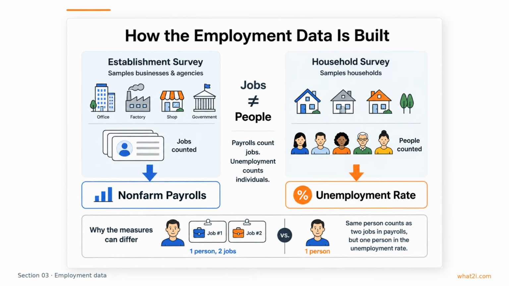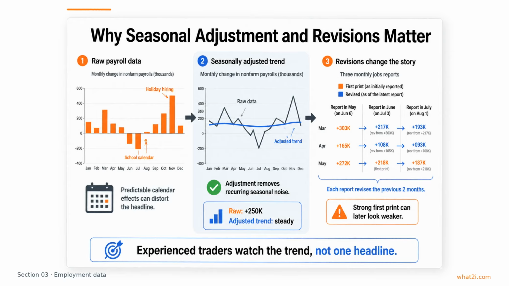This matters because payrolls count jobs, while the unemployment rate counts people. One person holding 2 jobs adds 2 positions to payrolls, but is still just one individual in the household survey. That is why the payrolls headline and unemployment rate can sometimes point in slightly different directions without either one being wrong. Employment data is noisy, so seasonal adjustment and revisions are essential for reading the trend more accurately.